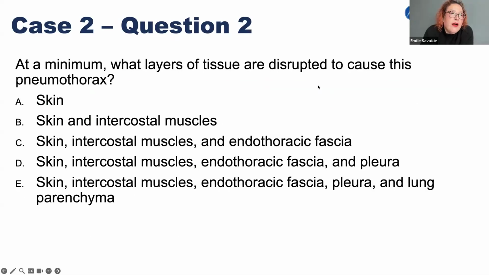Case 2, question 2. At a minimum, what layers of tissue are disrupted to cause this pneumothorax, which means air in the thoracic cavity? A, skin. B, skin and intercostal muscles. C, skin, intercostal muscles, and endothoracic fascia. D, skin, intercostal muscles, endothoracic fascia, and pleura. Or E, skin, intercostal muscles, all that, and the lung parenchyma, or the lung tissue itself. So remember, this is the absolute minimum.